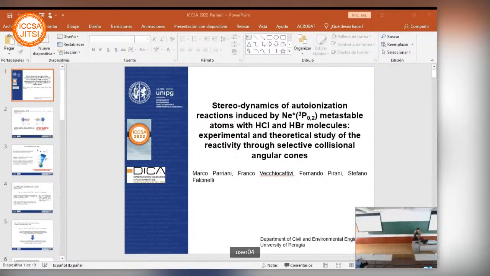In this work, we report mass spectrometric determinations as a function of the collision energy in the range of 0.03 to 0.5 electron volt. We performed this study using a crossed molecular beam apparatus, which permits us to measure the total and partial cross sections for all open ionization channels.